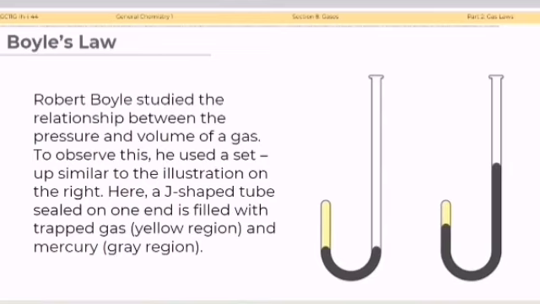Let us start with the first law, Boyle's law. Robert Boyle studied the relationship between the pressure and the volume of gas. To observe this, he used a setup similar to the illustration on the right. Here, a J-shaped tube sealed on one end is filled with trapped gas, the yellow region of the illustration, and mercury, the gray region.